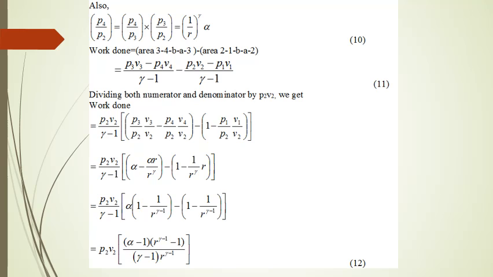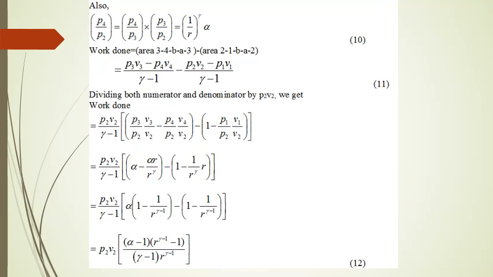Now if we want to find out the mean effective pressure, it is basically work done upon swept volume, because we know that mean effective pressure is work done upon swept volume. From where is this expression coming? That is quite simple. Work done is equal to PdV. So P is equal to work done upon dV, that is swept volume.